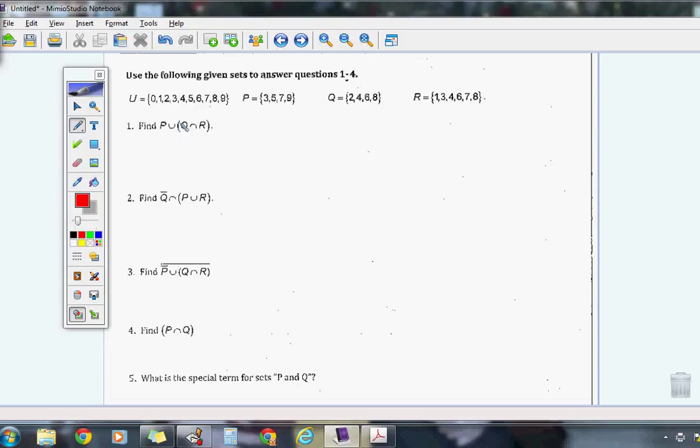So first part of it, section 12.1, talking about these sets. This is the universal set. These are all the possible choices for these problems. And then we got P, Q, and R.